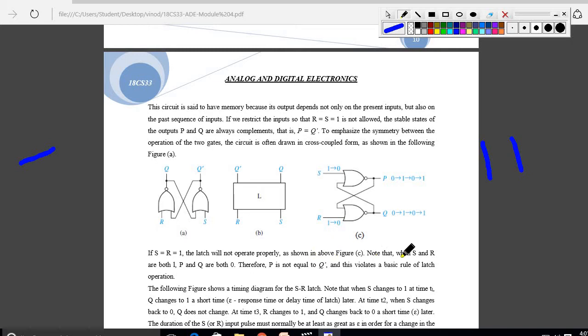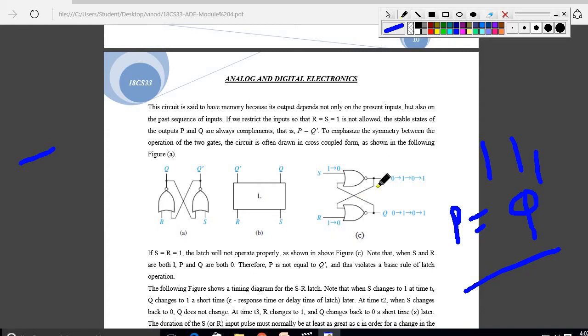Note that when S and R are both 1, P and Q are both 0. Therefore, the condition means P should be equal to Q bar, right? In this condition P should be equal to Q bar, but here it is not the case. Therefore P is not equal to Q bar in this case. For that reason this violates the basic rule of latch operations, so I have to write a don't care condition for 1 1, S is equal to R is equal to 1. We are not writing any values because it violates the basic rule of latch, since P should always be equal to Q bar.